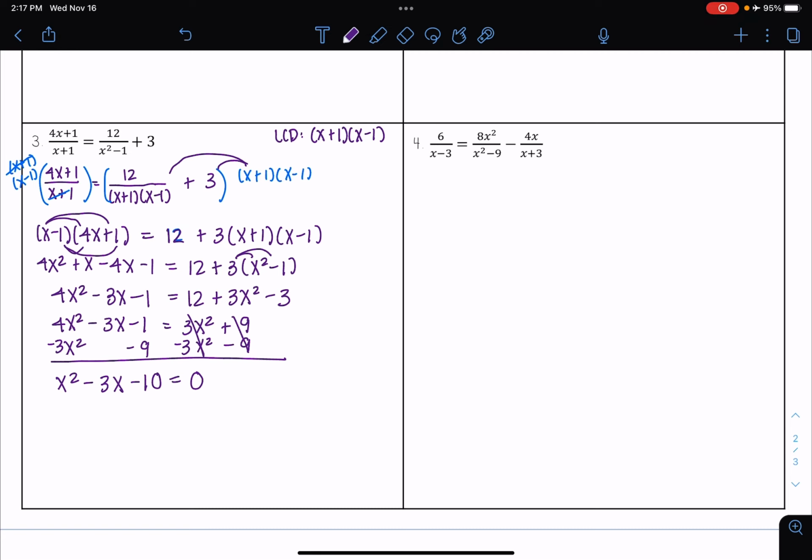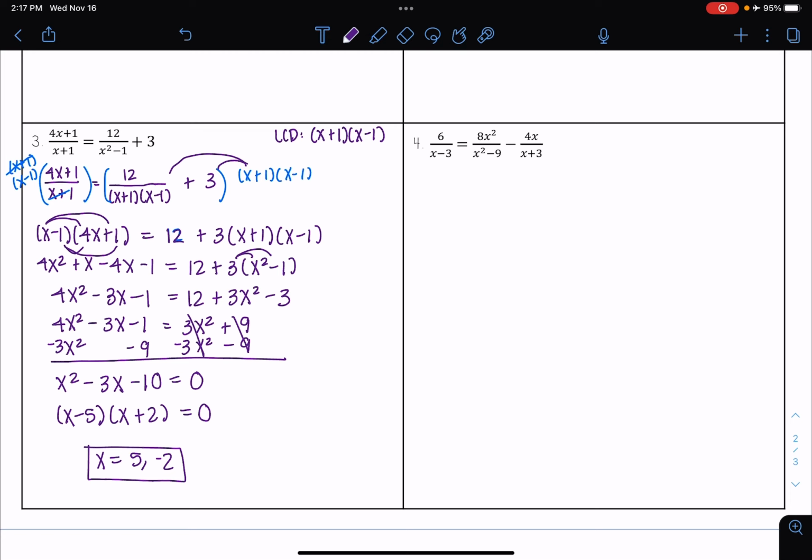And now I'm looking for two numbers that multiply to negative 10 and add to negative 3. And I see that's going to be negative 5 and 2. And when I set both of those equal to 0, my two answers end up being x is equal to 5 and negative 2. And if I were to substitute both of those in, I see they both come out true. Neither of my denominators equals 0, and so that means we're good.